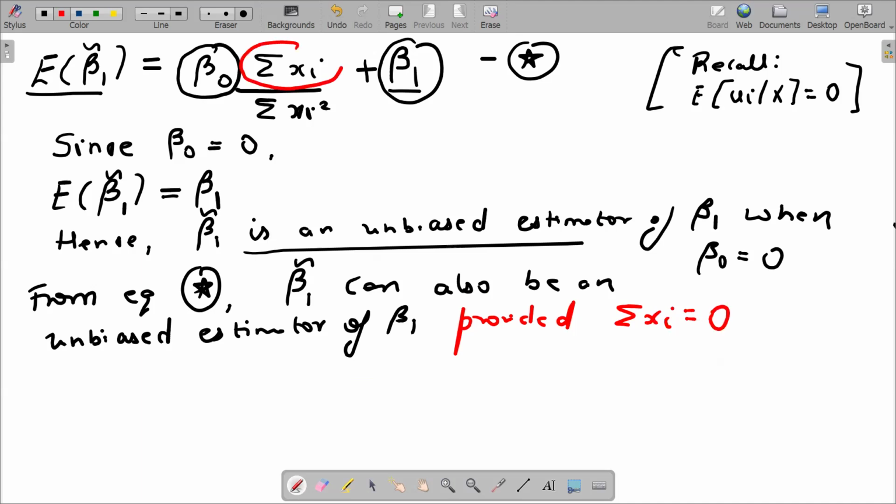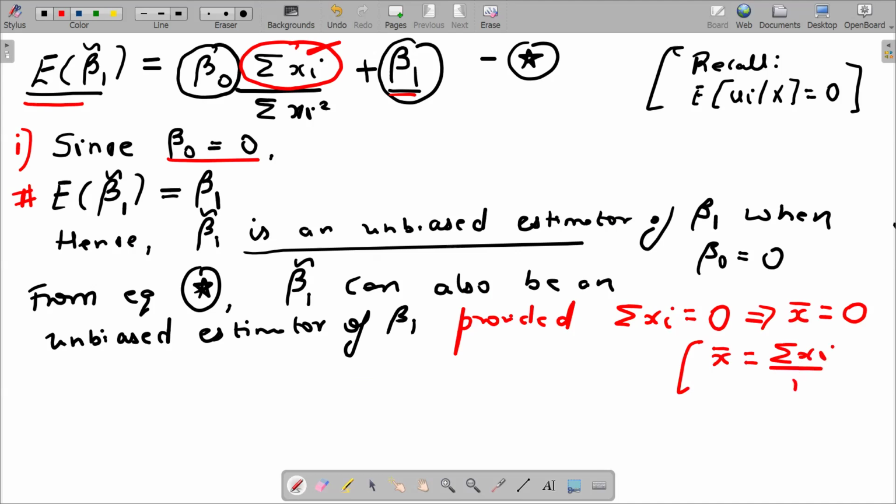If summation xi is 0, one case is beta naught not equal to 0. That again makes beta 1 tilde an unbiased estimator of beta 1. Another case is where summation xi is 0. When summation xi is 0, then also the expected value of beta 1 tilde will be equal to beta 1. So summation xi equal to 0 implies x bar is equal to 0, because remember x bar is summation xi by n. So when summation xi is 0, x bar will also be 0.